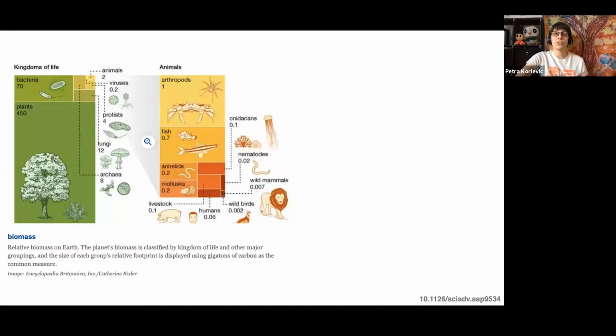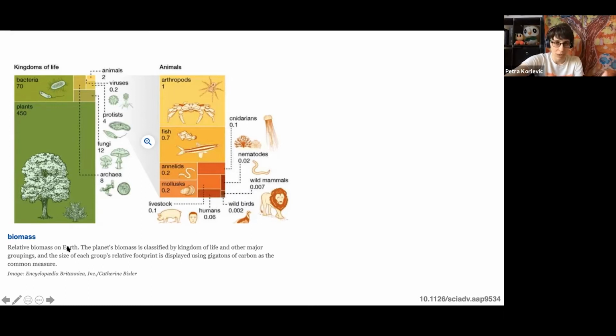ecosystem. Because the first part of this talk was extremely anthropocentric, because we humans like to do that. We like to think that we're the most important thing on this planet. When, if you look at the biomass of all living organisms on Earth, each box and each number represents gigatons of carbon that falls into each category. You see, humans are pretty low.